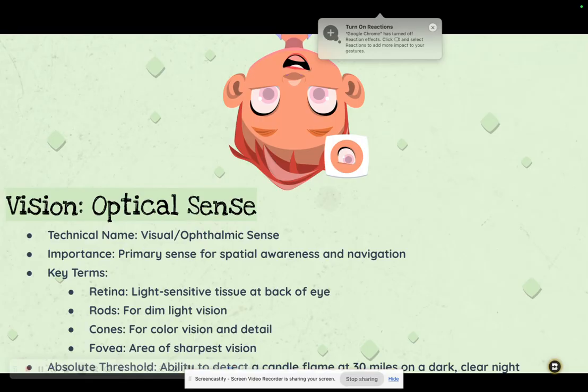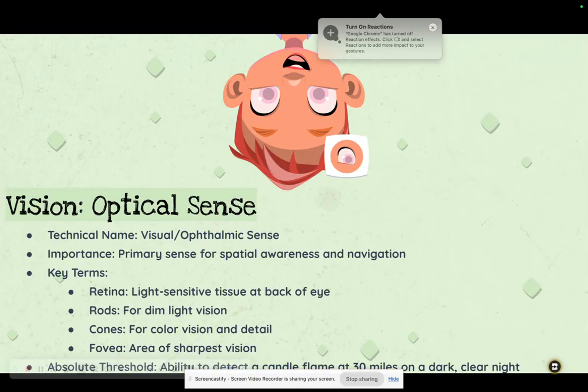Like today I'm wearing a red Marshall track sweatshirt, and if you were looking at that, cones would help you do that. Cones fire in different colors depending on what you're seeing, and the mix of primary colors helps you see that. Then you have your fovea. Your fovea is actually the area where you have your sharpest vision.